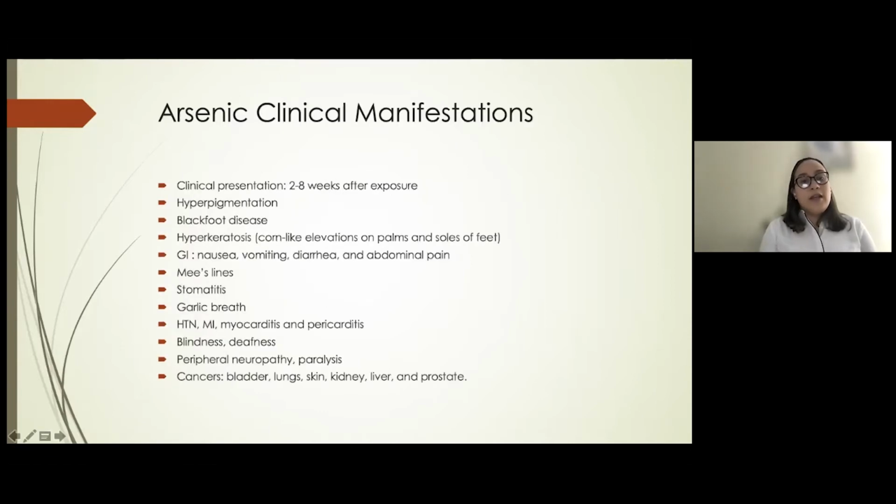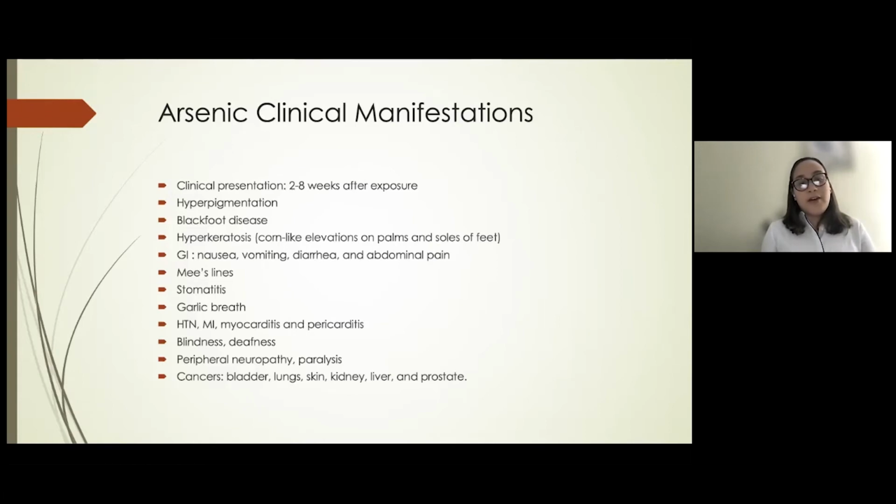So arsenic clinical manifestations. Clinically, with true arsenic toxicity, you're going to start presenting symptoms within the 2 to 8 week mark. Hyperpigmentation is one sign. Black foot disease, you can Google the picture, is classical for arsenic toxicity. Hyperkeratosis, so corn-like elevation, specifically in the palms of the hands and the soles of the feet. GI disturbances such as nausea, vomiting, diarrhea, and abdominal pain. Mees lines, which are these horizontal lines that tend to pop up again around the 2 to 8 week mark. If you see a patient with Mees lines, suspect potentially arsenic exposure. Stomatitis, garlic breath, again, very specific for arsenic.